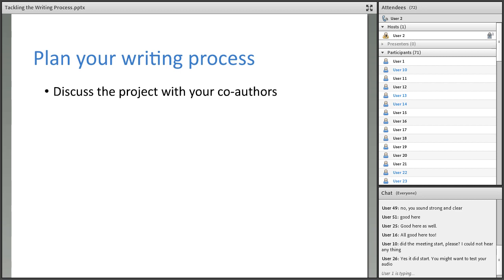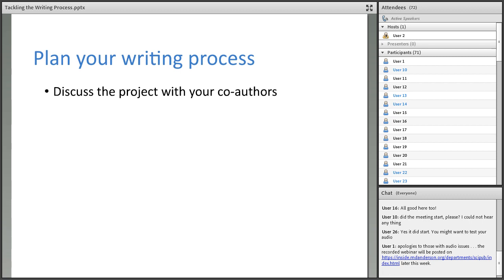Planning is one of the most important things you can do to make writing your manuscript or grant proposal less difficult. In fact, planning and revising your document should take up more time than actually writing it.